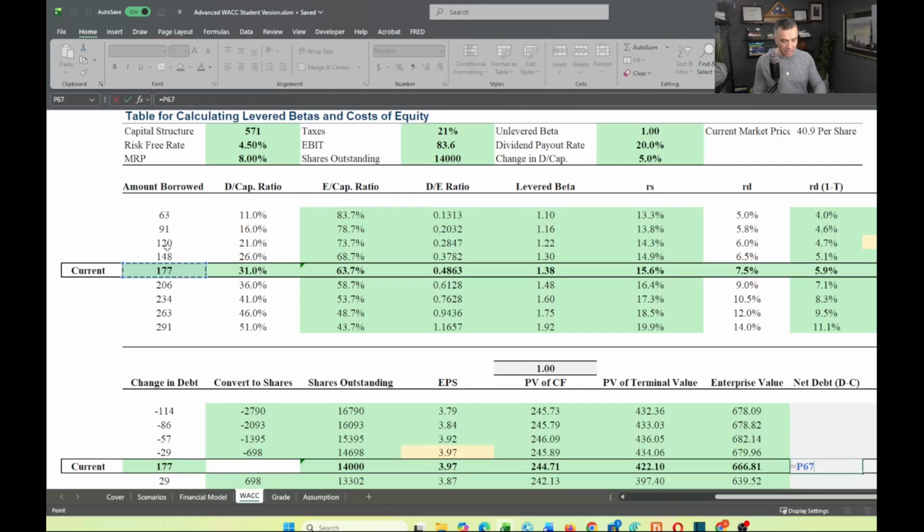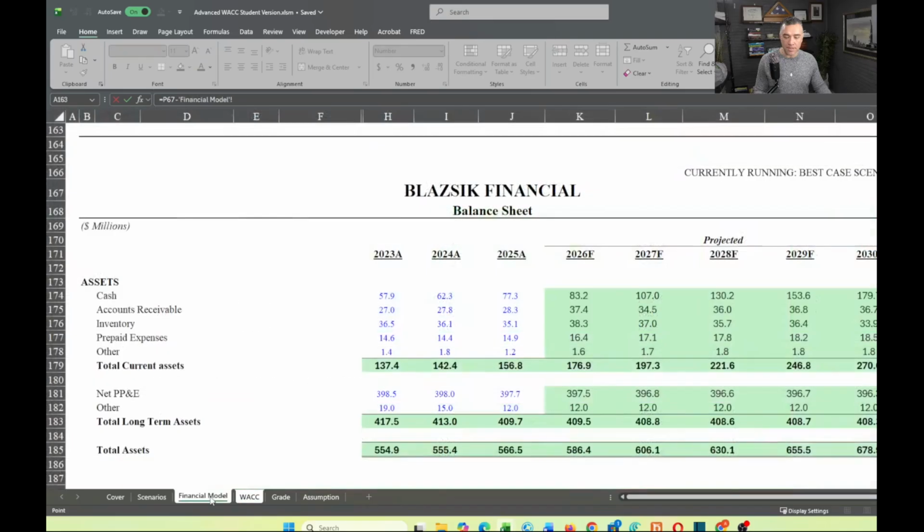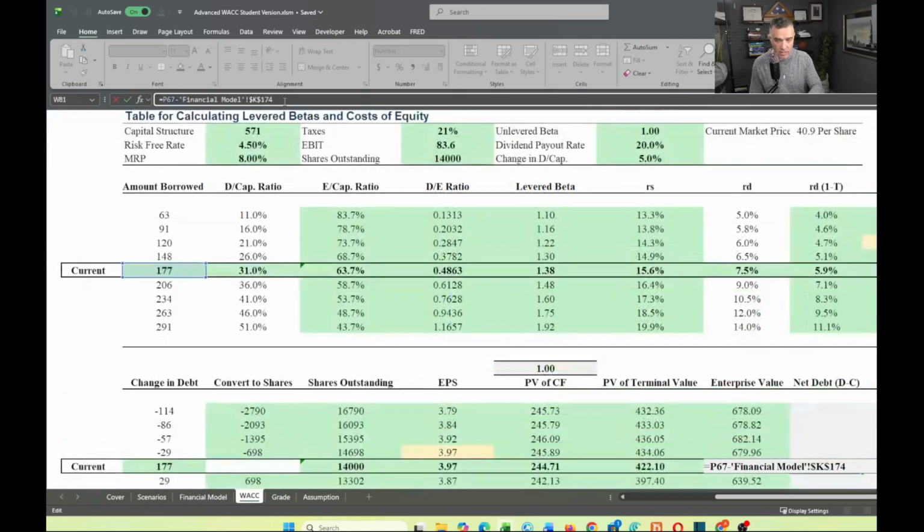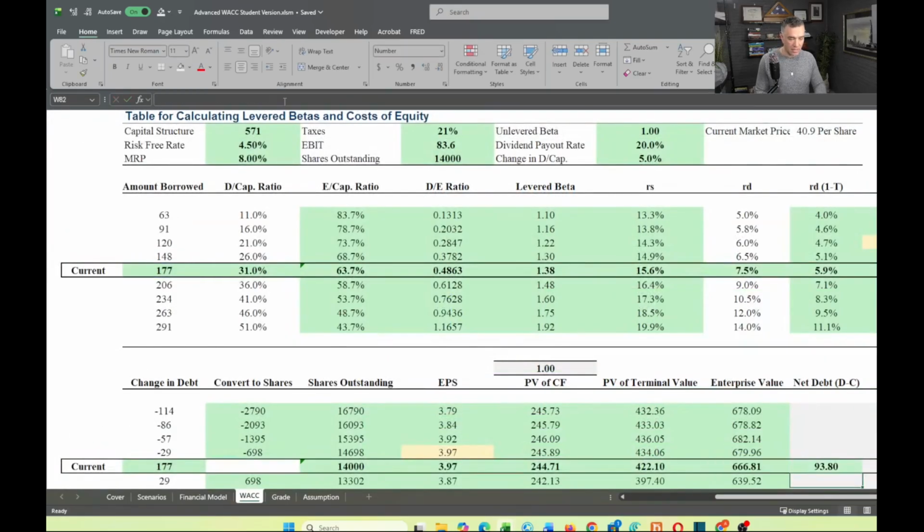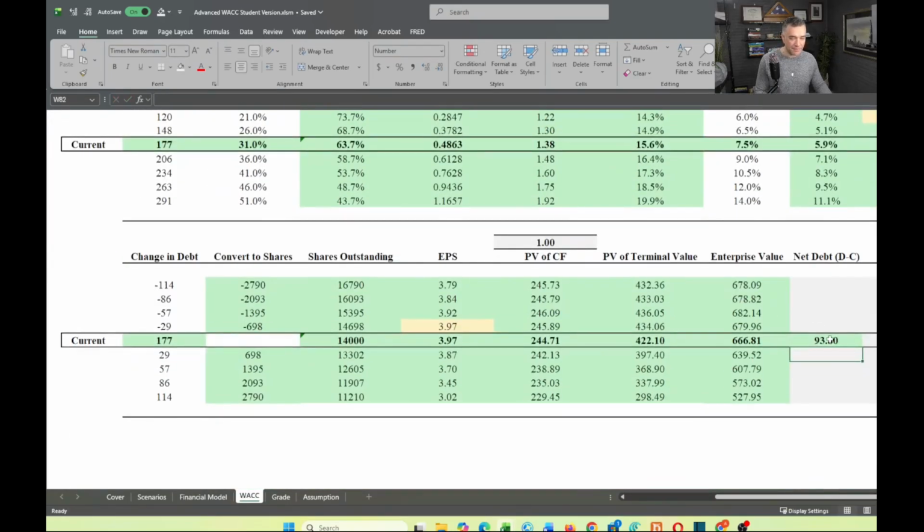I want that to move. I'm going to say minus. I have to go to the financial assignment or model, and I have to find cash for the next year. And I'm going to hit function F4 to freeze it. That's going to be our net debt. Control C. Highlight it out. There's our net debt. You can see we'll have more cash there.